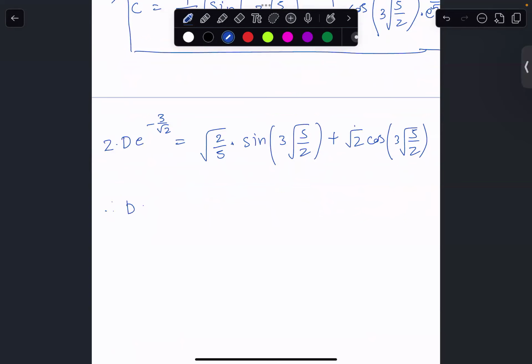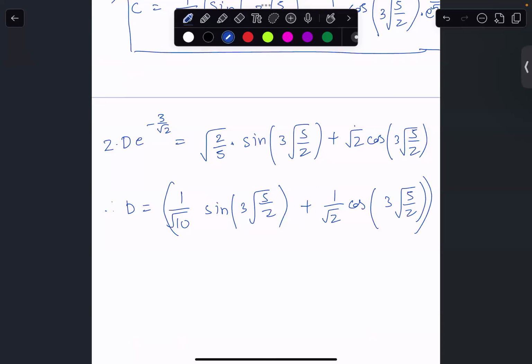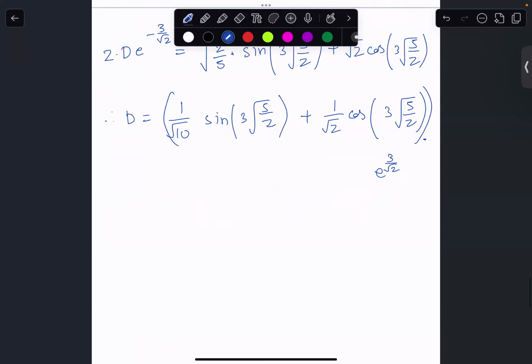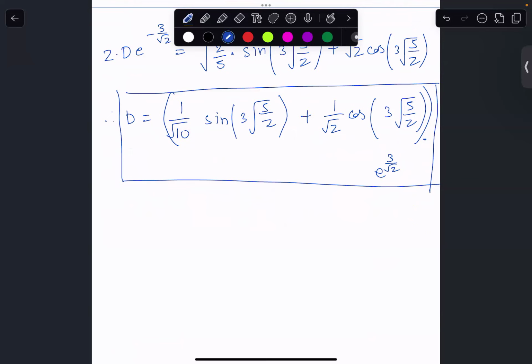Therefore, d equals 1 upon square root of 10 sine 3 square root of 5 upon 2 plus 1 upon square root of 2 cos of 3, this entire bracket multiplied by e to the power 3 upon square root of 2. So we also now have the constant value for our fourth constant d.